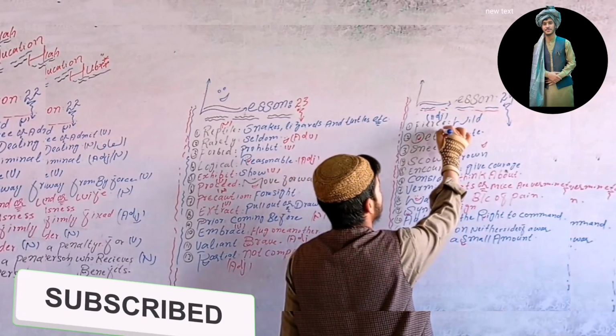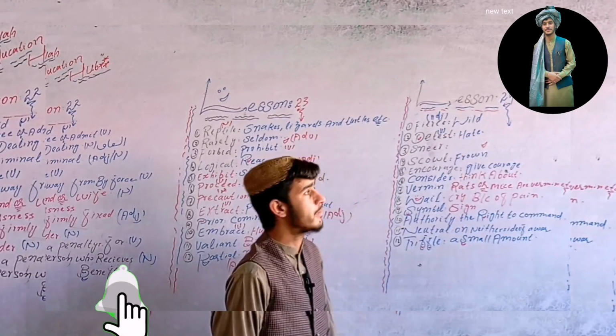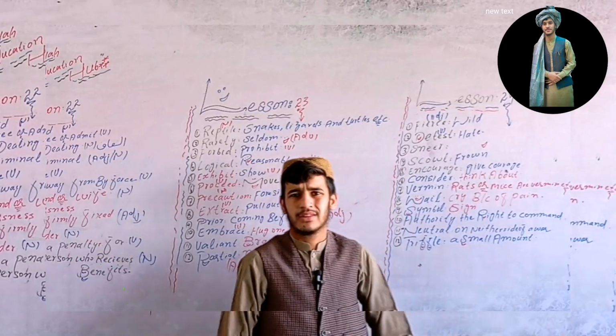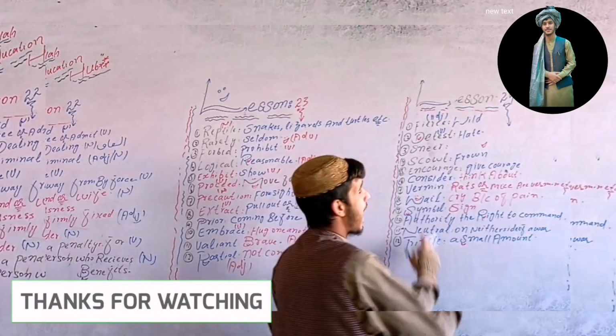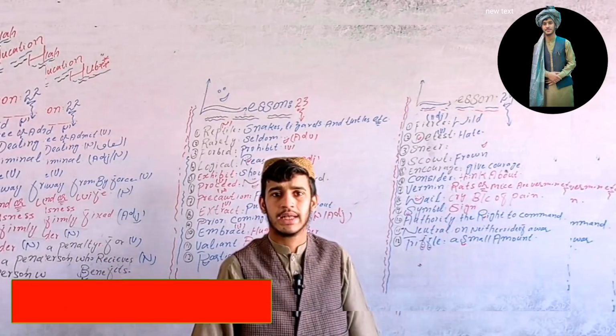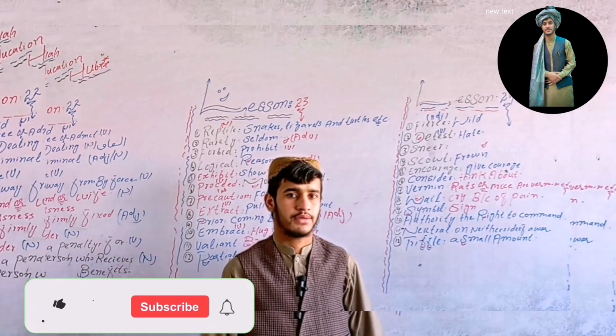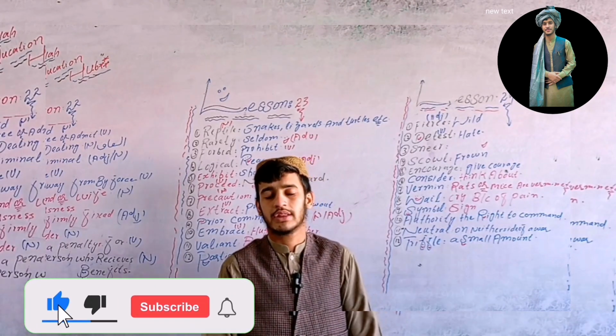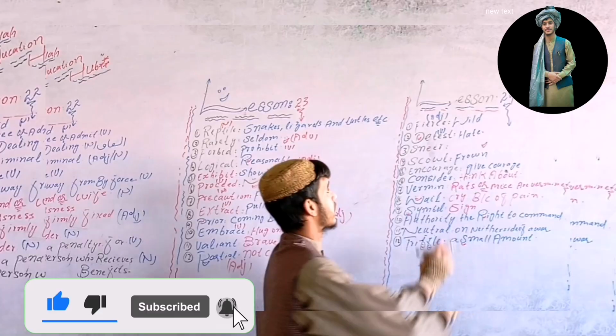And the second one is detest. Its grammatical position is verb and it means hate. नफरत करना, बहुत नफरत करना. I detest my students because they are not serious in my class. मैं अपने स्टूडेंट से नफरत करता हूँ क्योंकि मेरे क्लास में सीरियस नहीं होते.